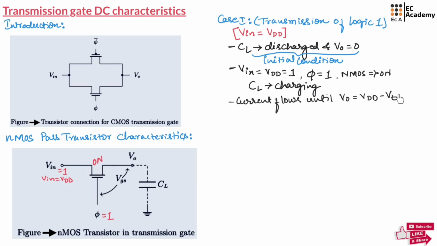So here VT is the threshold voltage, and since V0 is limited to VDD minus VT, the transmission of logic 1 is degraded. This means the output voltage will not fully reach VDD across output V0. Hence it will lead to weak logic 1. Since VDD represents logic 1, but the output is limited to VDD minus VT, that's why at the output we will not get complete VDD. That's why it will lead to weak logic 1.